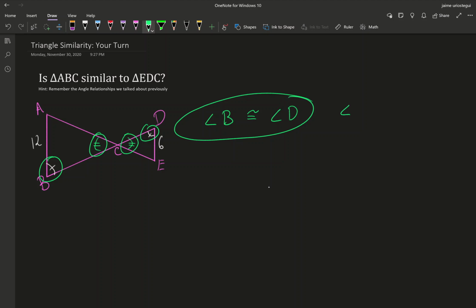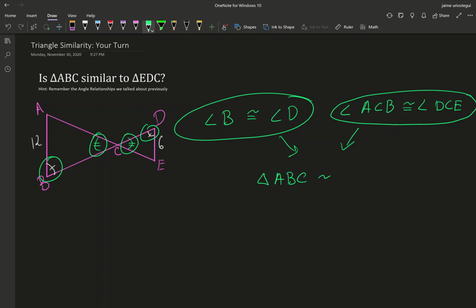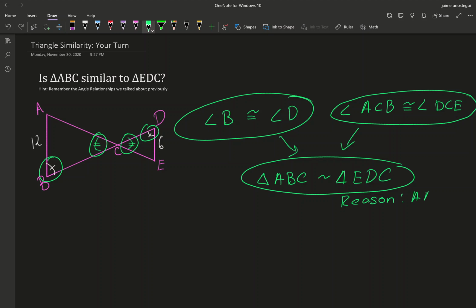And angle ACB is congruent to angle DCE. Our reason for that one is vertical angles. And just like before, those are our reasons, and now we write our conclusion, which would be triangle ABC is similar to triangle EDC. And what's our reason? Our reason is AA similarity.